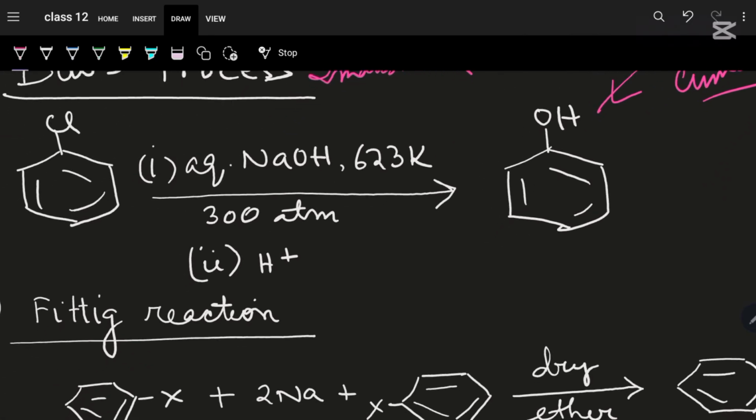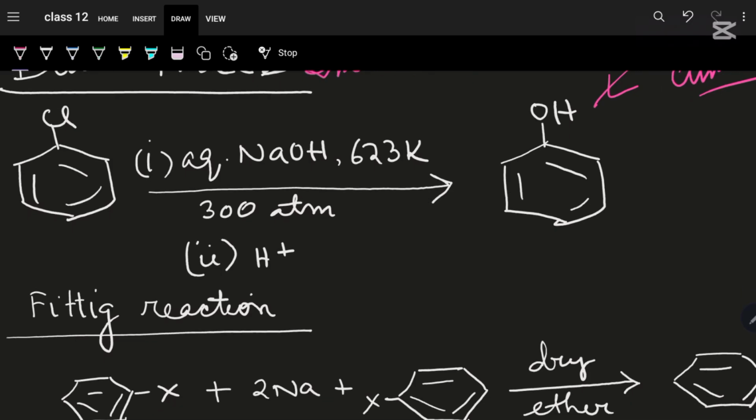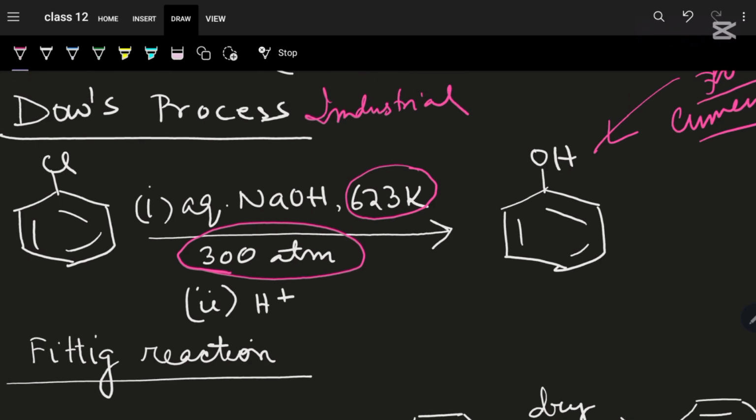So this Dow's process, you can obtain phenol from chlorobenzene using aqueous NaOH. If you give aqueous NaOH and you don't acidify it, then the intermediate is sodium phenoxide, with ONa on the benzene ring. Now you need a high temperature, 623 Kelvin and 300 atmospheric pressure, and then you acidify it where the ONa gets converted to OH. So this is Dow's process where chlorobenzene can be converted to phenol.